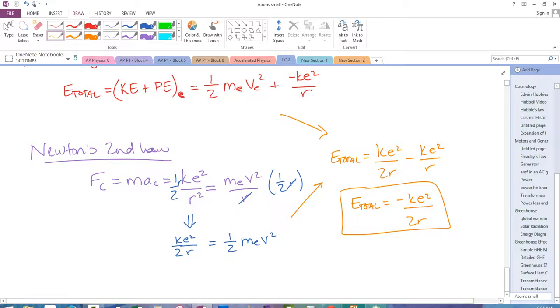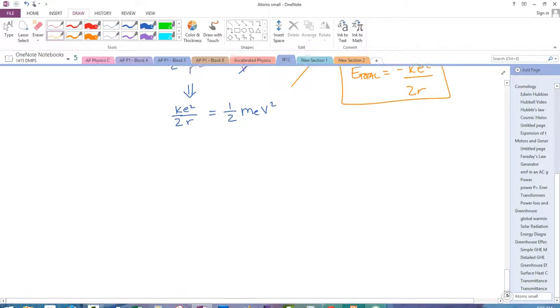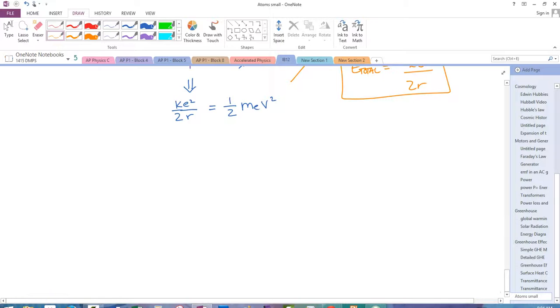Okay. That's good. But wait, there's more. How many assumptions were there? 4 assumptions, right? So we need to use more of them. I want to use the quantization of momentum, right? So m_e v r, that's the angular momentum, is equal to n h bar.